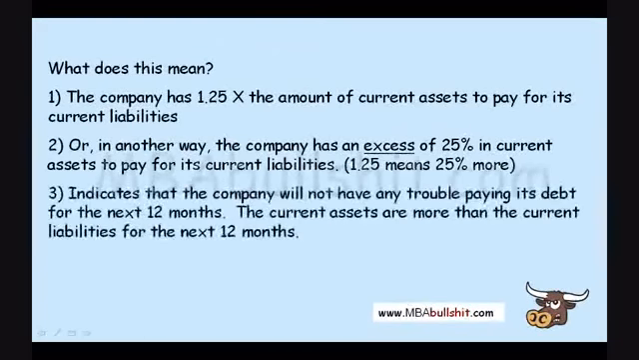So this indicates that the company will not, and I stress the word indicates because it's not 100% sure, have any trouble paying its debt for the next 12 months. The current assets are more than the current liabilities for the next 12 months. How much more? 25% more.